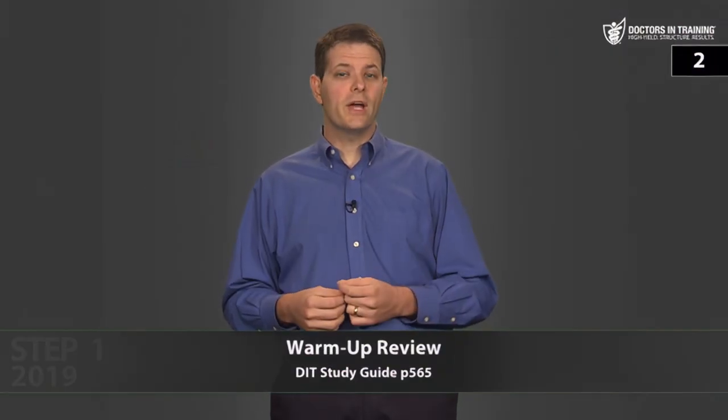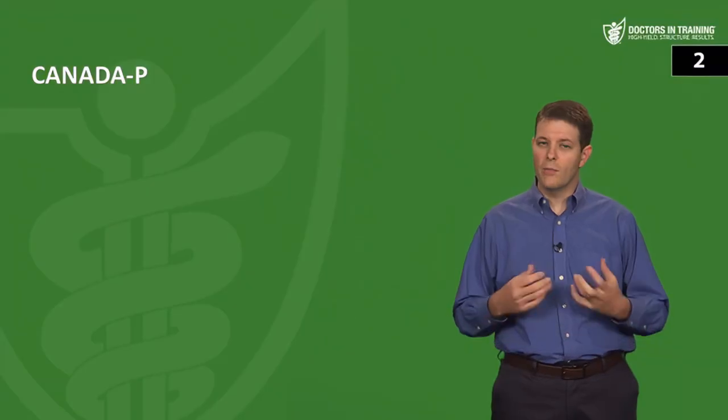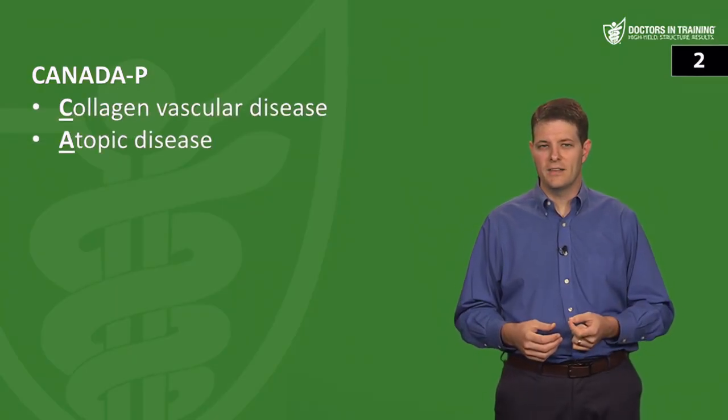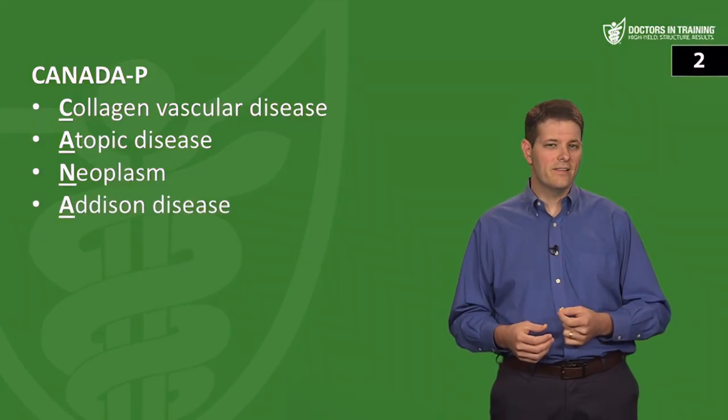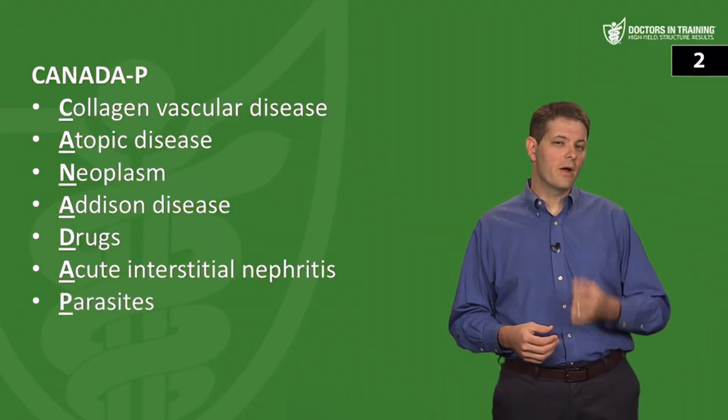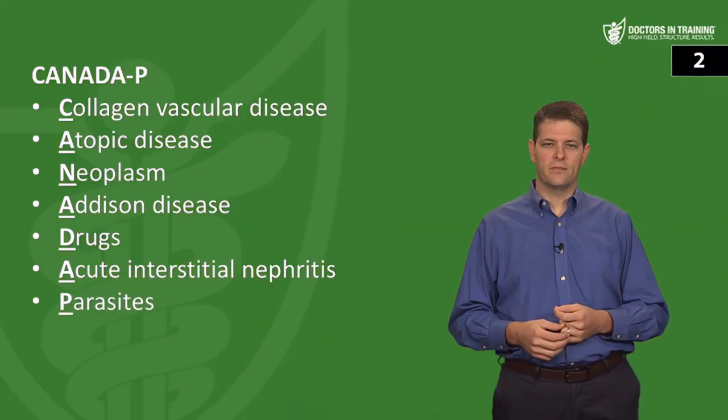Next, what's the differential diagnosis for eosinophilia? Well, our mnemonic is Canada P, which stands for collagen vascular disease, atopic diseases, neoplasms, Addison disease, drugs, acute interstitial nephritis, and parasites, especially those helminth infections.